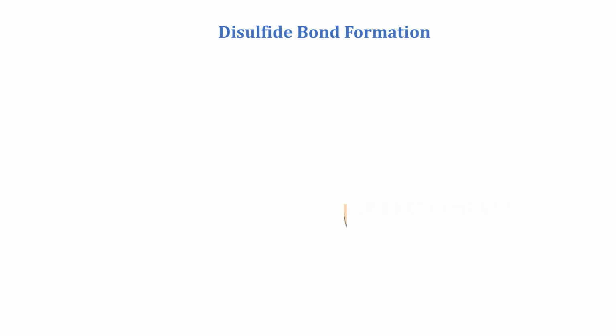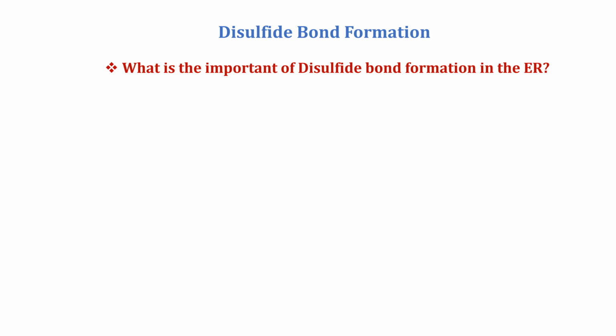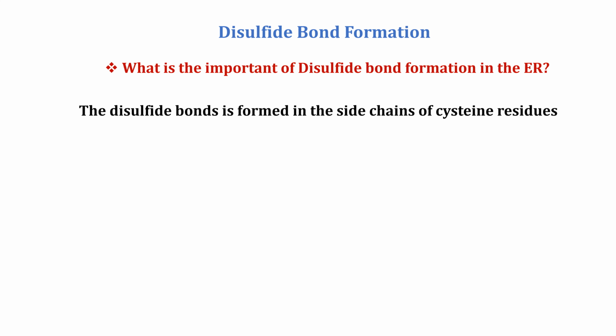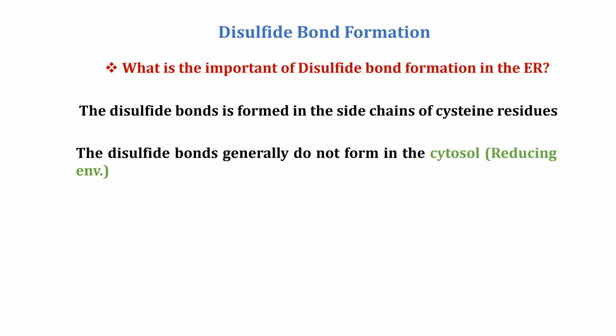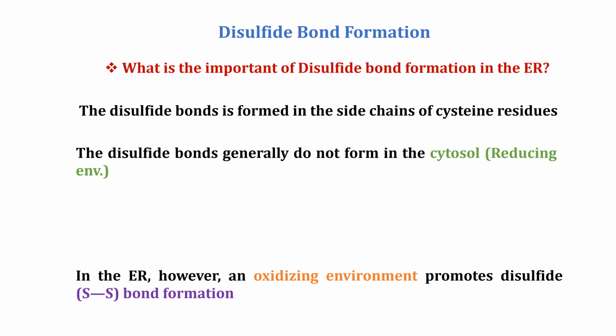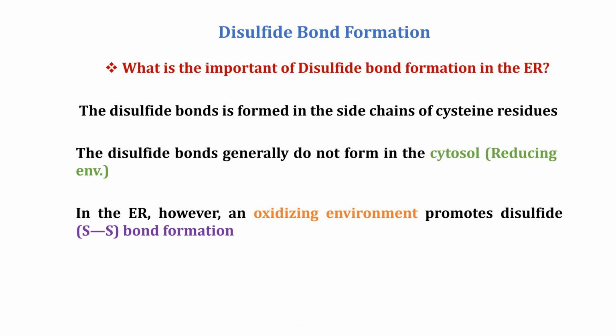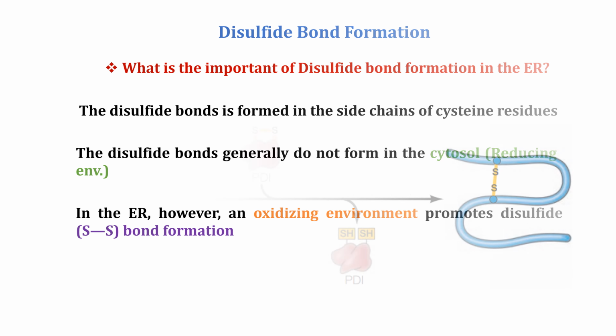Now the second one is disulfide bond formation. What is the importance of disulfide bond formation in the ER? The formation of disulfide bonds between the side chains of cysteine residues is an important aspect of protein folding and assembly within the ER. These bonds generally do not form in the cytosol because there is a reducing environment. In the ER, however, the oxidizing environment promotes disulfide bond formation.